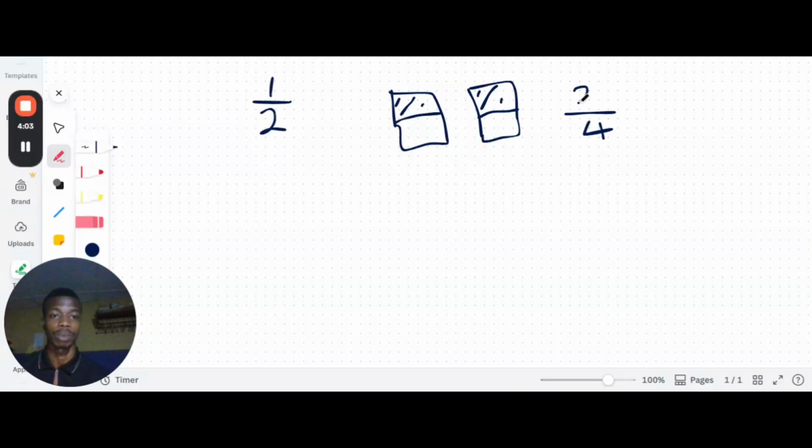Only 2 shaded portions. If we had one more 1/2, what we're going to have is what? Let's count. 1, 2, 3, 4, 5, 6. 6 portions in total. And how many shaded portions? 1, 2, 3. Only 3 shaded portions.